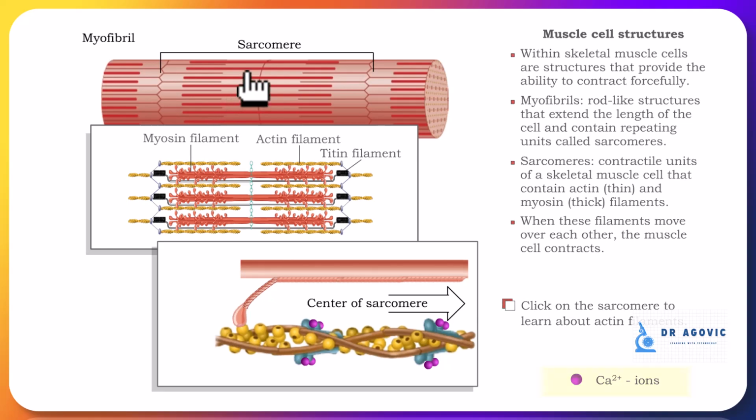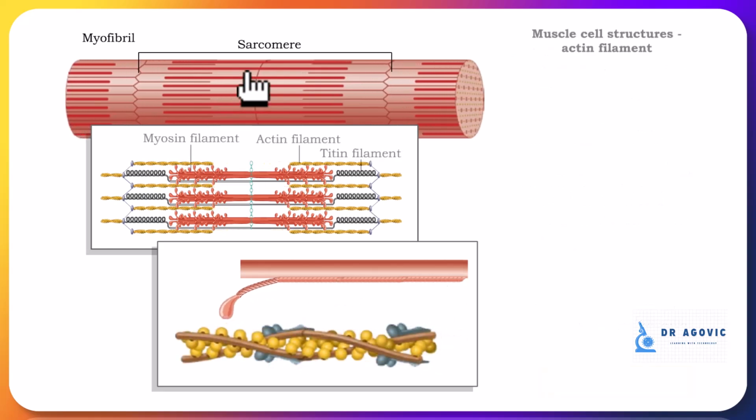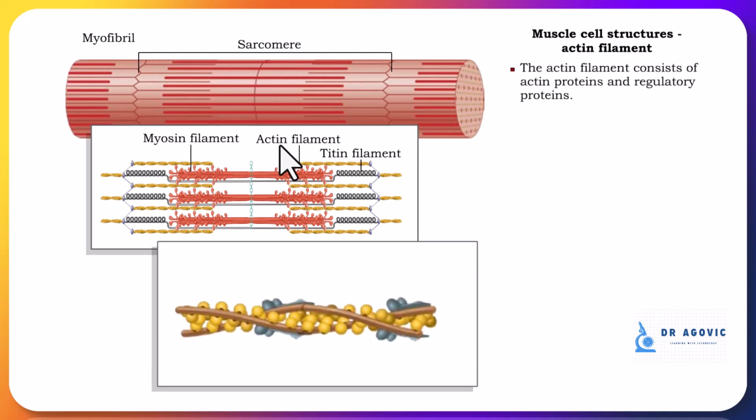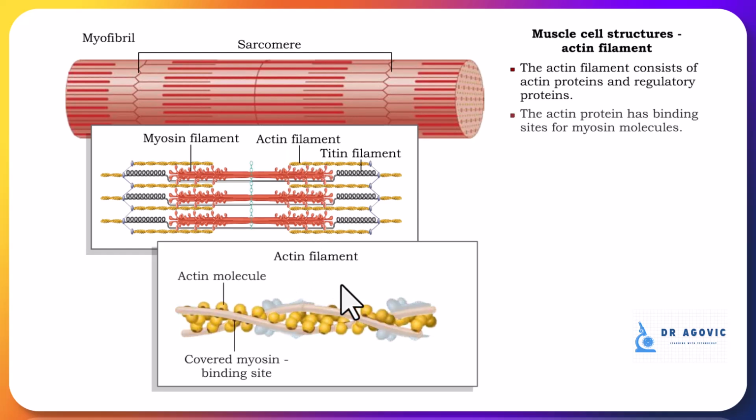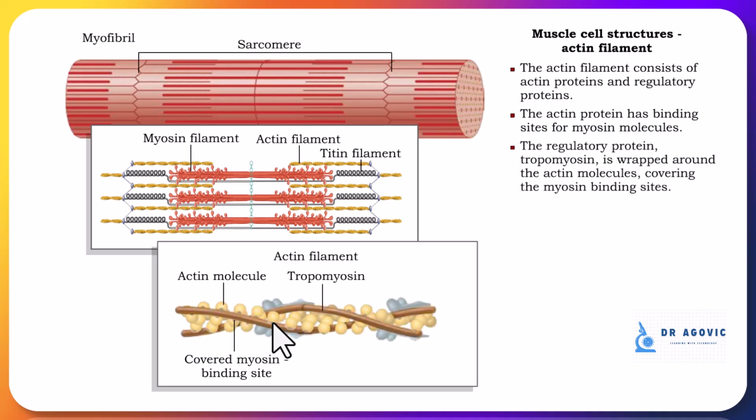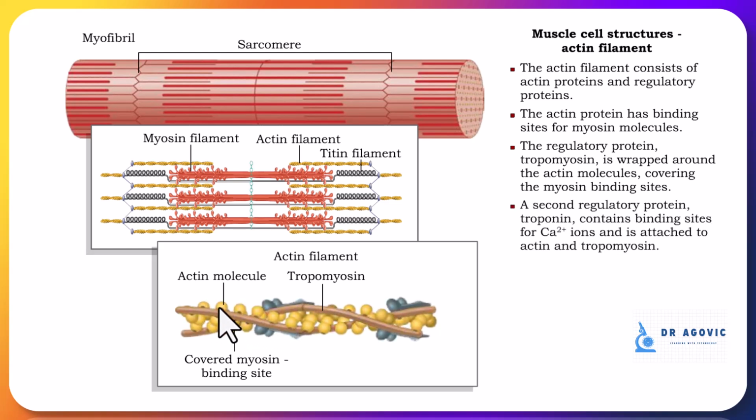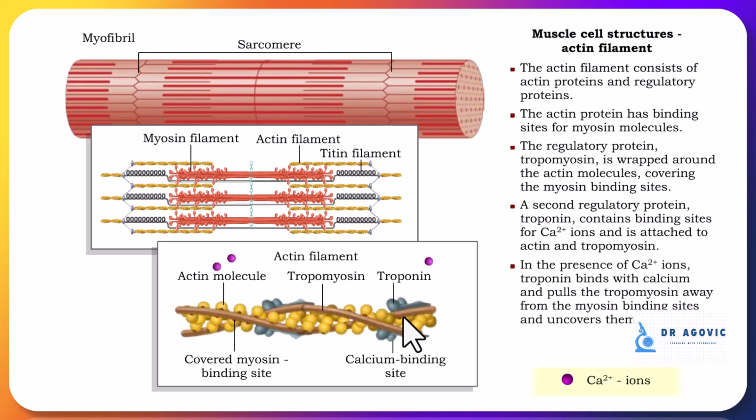Let's take a look at the actin filaments. The actin filament consists of actin proteins and regulatory proteins. The actin protein has a binding site for myosin molecules. Tropomyosin protein in the filament covers the myosin binding sites on the actin. A second regulatory protein, troponin, has a calcium binding site and is attached to tropomyosin.